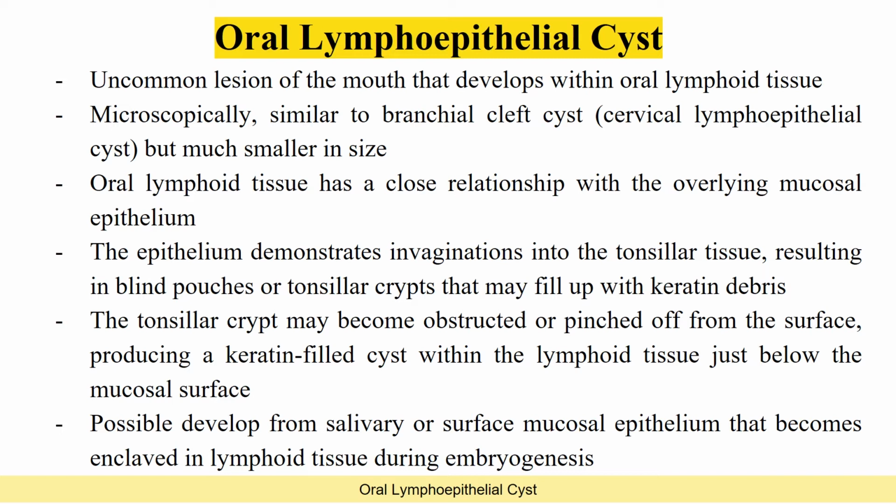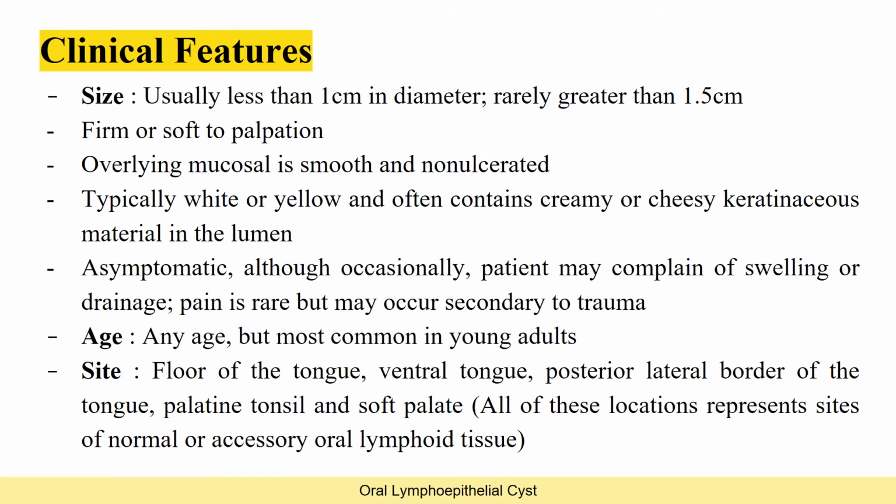The tonsillar crypts later may become obstructed or pinched off from the surface, which produces a keratin-filled cyst within the lymphoid tissue just below the mucosal surface. Oral lymphoepithelial cysts may also possibly develop from salivary or surface mucosal epithelium that becomes enclaved in lymphoid tissue during embryogenesis. In the clinical features, the size is usually less than 1 cm in diameter, rarely greater than 1.5 cm. It can be firm or soft to palpation, and the overlying mucosa is smooth and non-ulcerated.